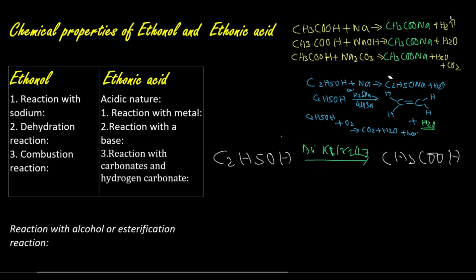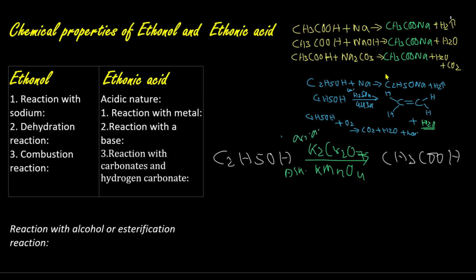If it is not clear, I'll write once again. This is KMnO4, and this is alkaline. The above one is also not clear. This is K2Cr2O7, but this is acidified.